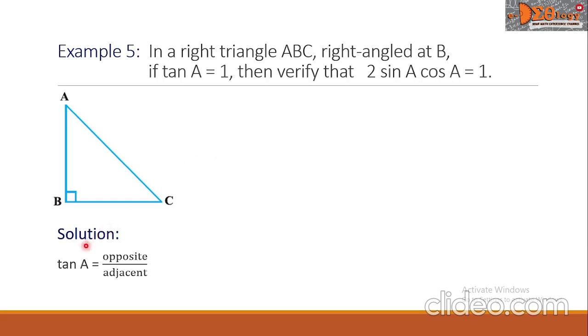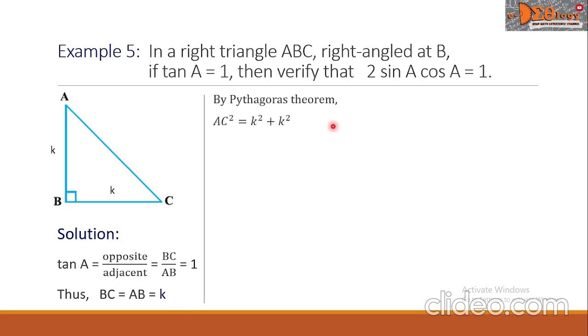We know that tangent A equals opposite over adjacent. In our figure, the angle A is here, and tangent A equals the side BC over side AB, which is equal to 1 based on the problem. That means BC equals AB. We can assign a value here, let's say value K.